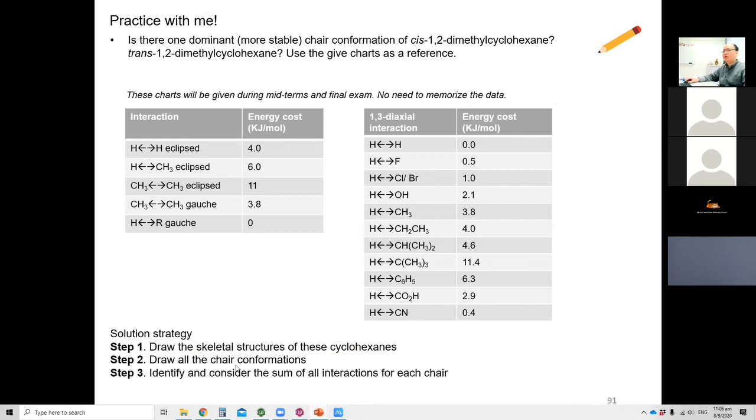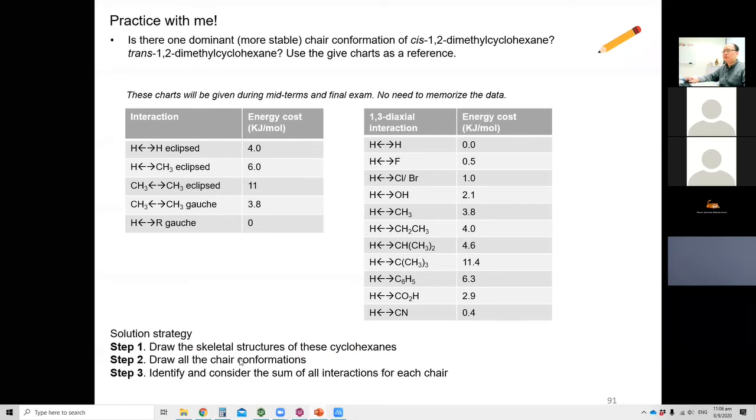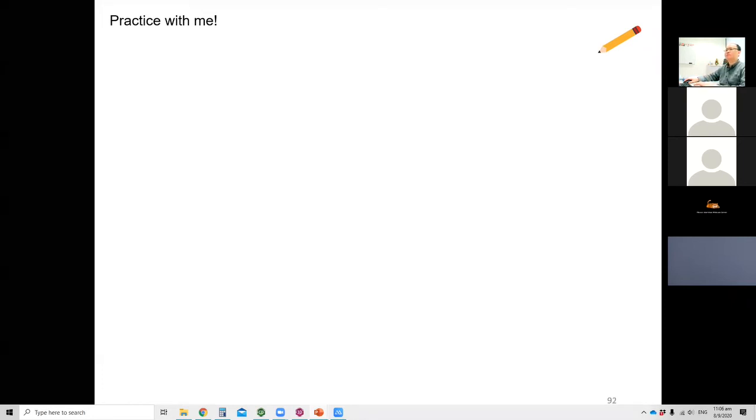Then you draw all the chair conformations, which are 2 for each compound, because you have the flip, then flip back. Then you identify all the interactions that exist in each conformer and consider the sum of these energy costs, and you can make a decision on which one is more stable and which one is the majority of the components of a compound.